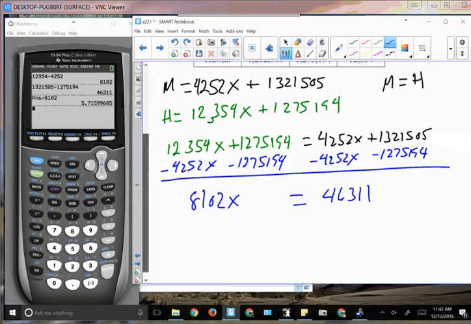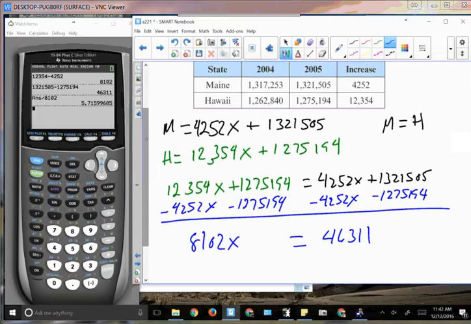Sometimes when you got those large numbers on there, you got to make sure that you write things down right. 12,345, 194. So I put that one in there. 132,505. 127,5194. 46,311. Yep. Over here, did I get that right? 12,345. 8102. Yep, that's what I get over here.